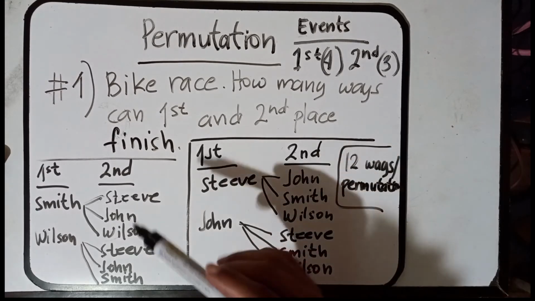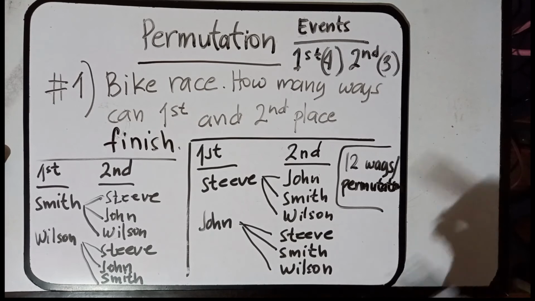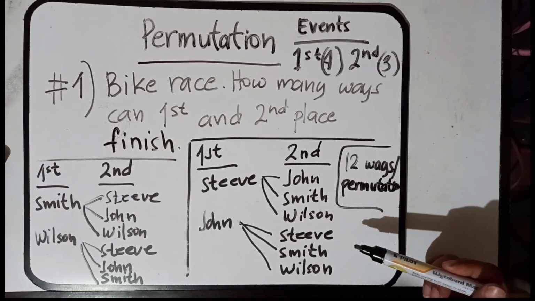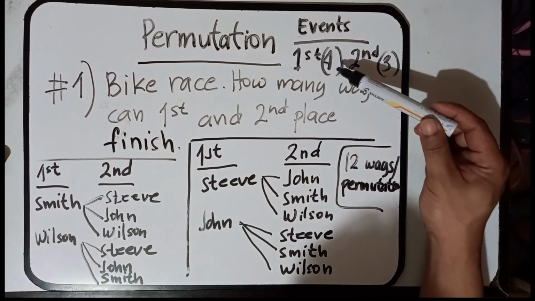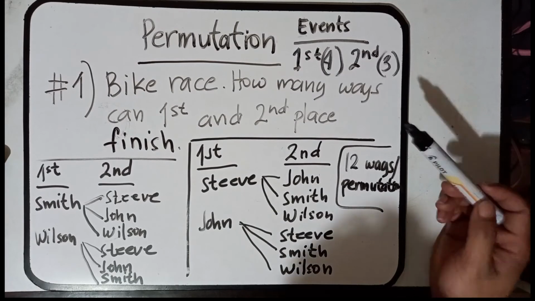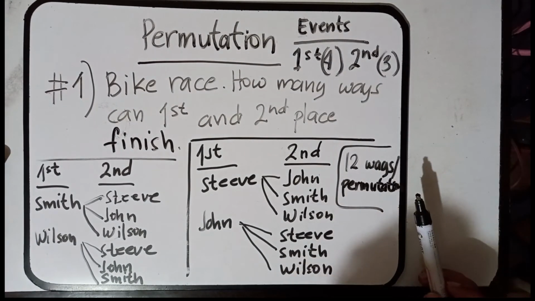So if you're given a problem similar to this, you will not plot the whole combination, the whole tree diagram just to get the total permutation. You can make use of the fundamental counting principle. You will just count the number of ways for each event and then multiply those numbers of ways per event. And then you will get the total number of permutations.